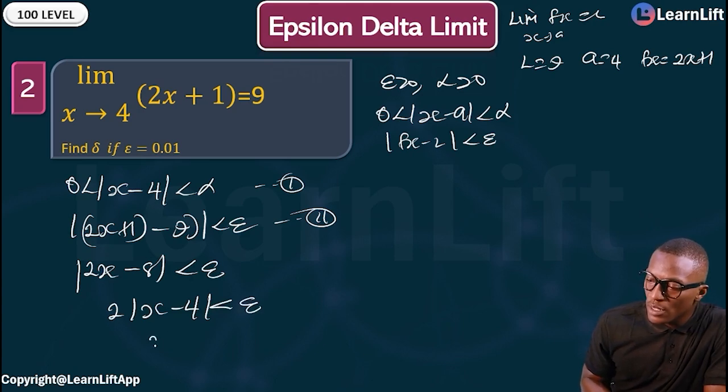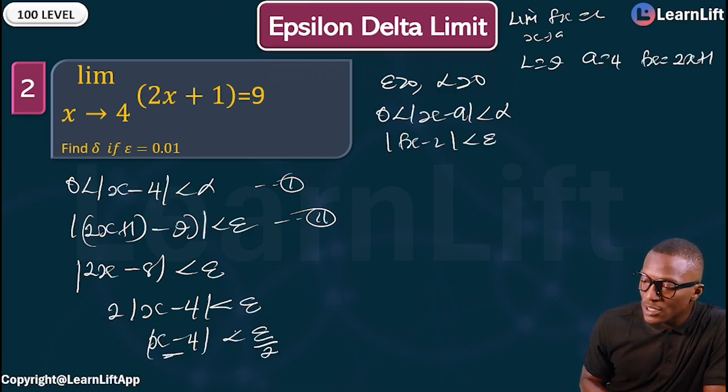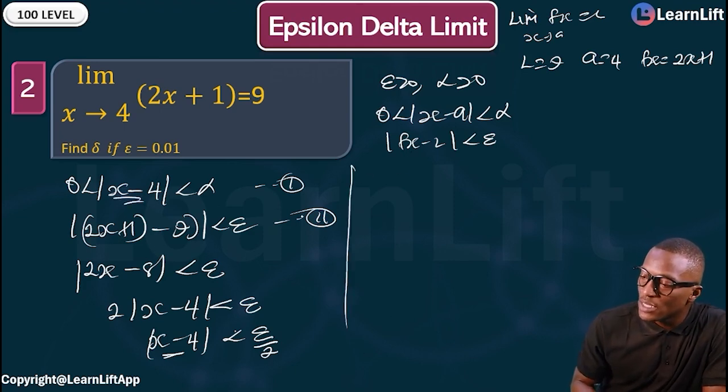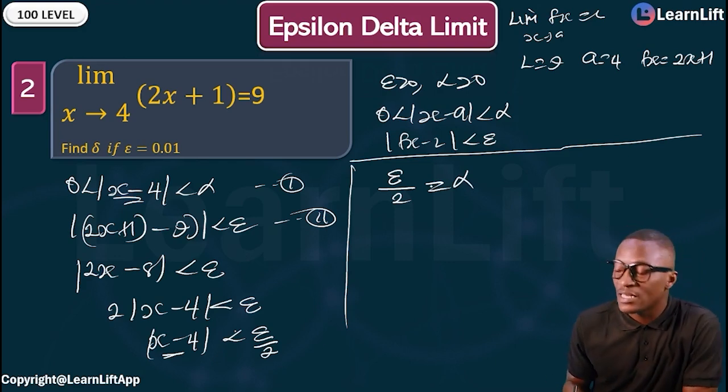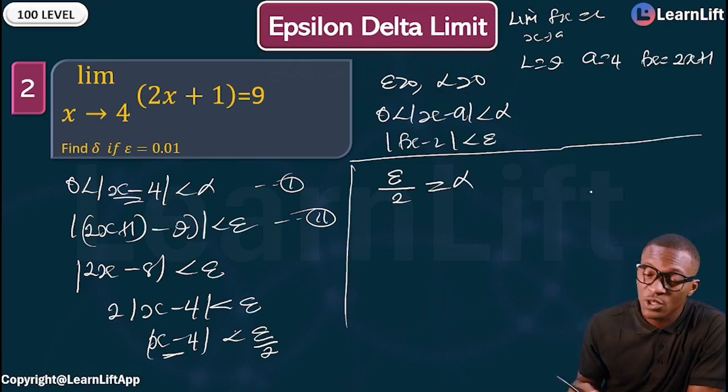It now becomes absolute x minus 4 is less than epsilon over 2. We have moved the 2 this way. Now if you watch, here is x minus 4 and here is x minus 4, so they are equal. So we can practically tell them that epsilon over 2 is equal to delta. Or you say delta is equal to epsilon over 2.